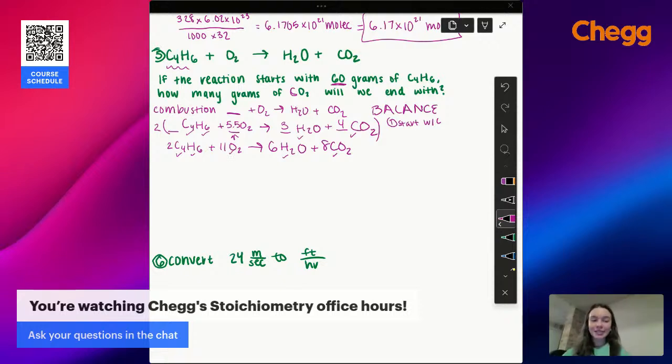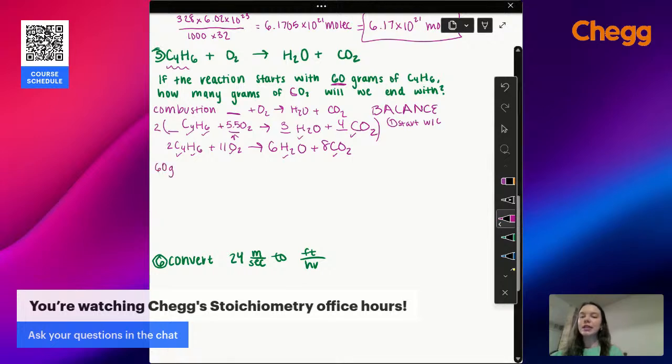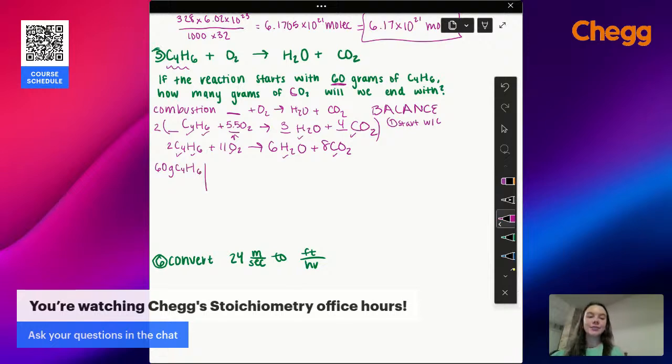Is that what you guys got? Let me know if it is. Now we have that molar ratio that's going to allow us to get from grams of C4H6 to grams of CO2. So I'm going to write down what I started with, and what I started with was 60 grams of C4H6. Now I'm going to go to moles because, again, this is a molar ratio, which insinuates that there are moles there, so I have to get it to moles. So I'm going to do grams to moles.